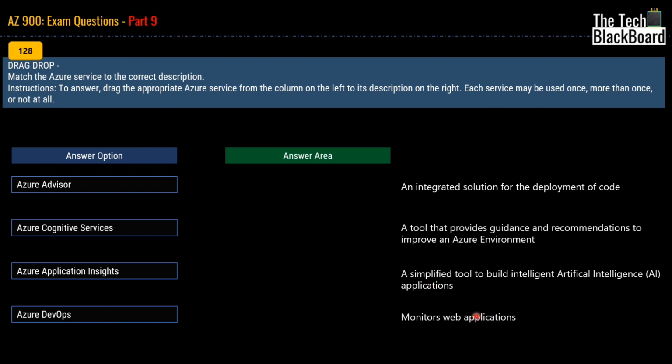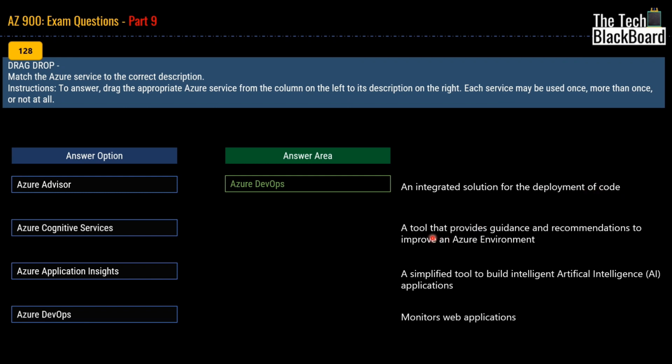So here you are given some of the definitions on the right hand side corner, and on the left hand side you are given some of the Azure services that you have to match with these definitions. So let's read out the first definition. The first definition says an integrated solution for the deployment of code. We just saw in question number 127 the service for an integrated solution for deployment of code is Azure DevOps. So this is the correct answer for this statement.